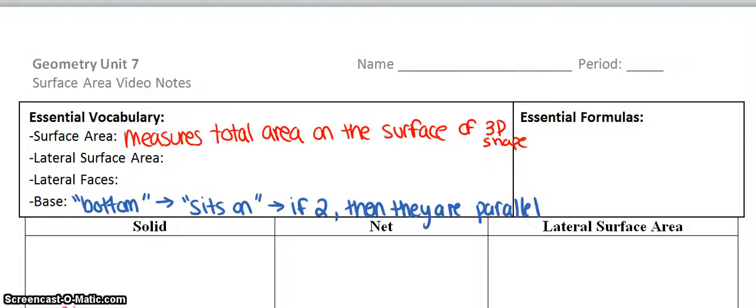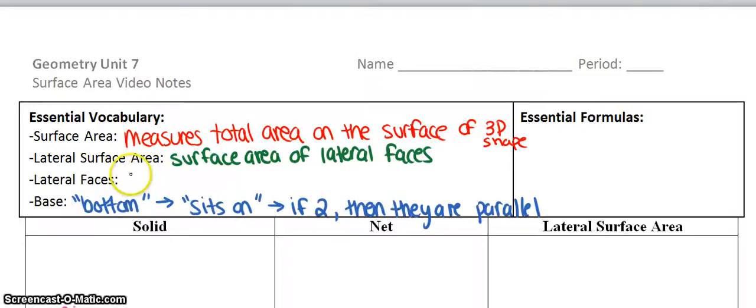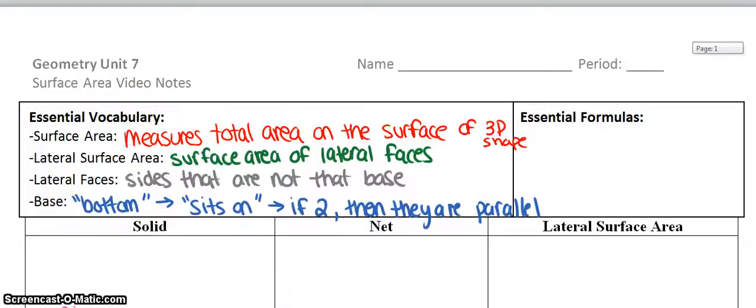Now, lateral surface area is the surface area of just the lateral faces. In order to understand what that means, we need to know what lateral faces means. So the last vocab word is lateral face. It's everything but the base, so the sides that are not the base. If you remember that song, All About That Base, last year, we remembered lateral surface area is all but the base, if that helps you remember it.